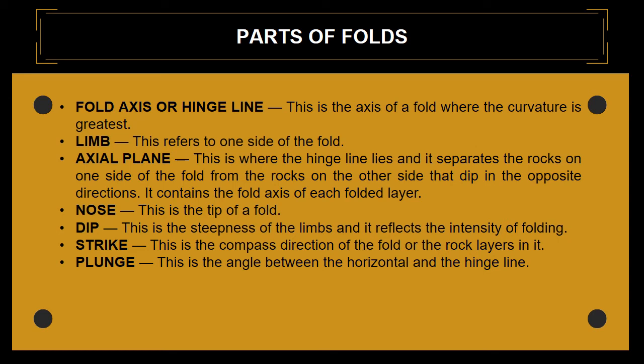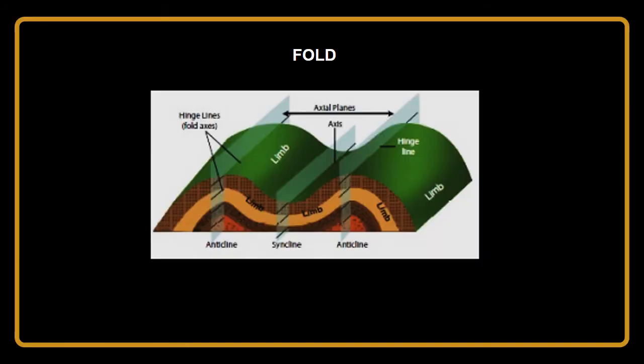So, plunge, this is the angle between the horizontal and the hinge line. So, yung plunge, this is between the horizontal line and hinge line. So, yung minemeasure dito is yung angle. So, pag sinabing angle, then it is plunge. So, ito yung picture. So, this is the axial planes. Ito. Then, the hinge lines, the fold axis. We have the limb. Then, the syncline, anticline, and the axis. So, what are anticline and syncline?